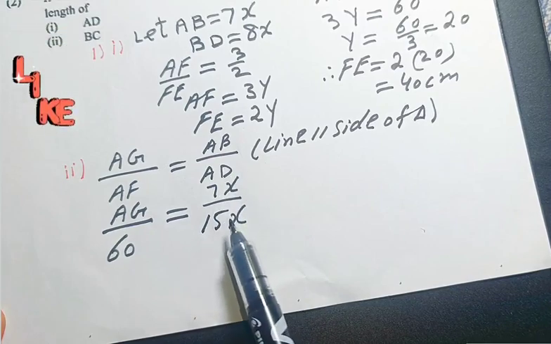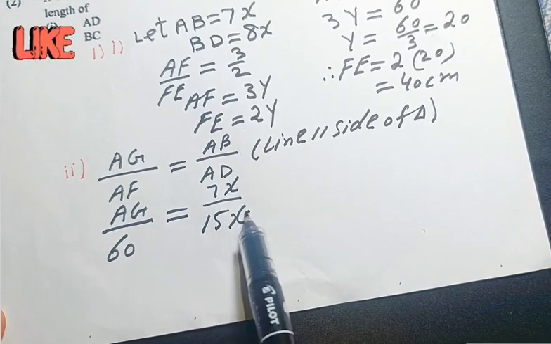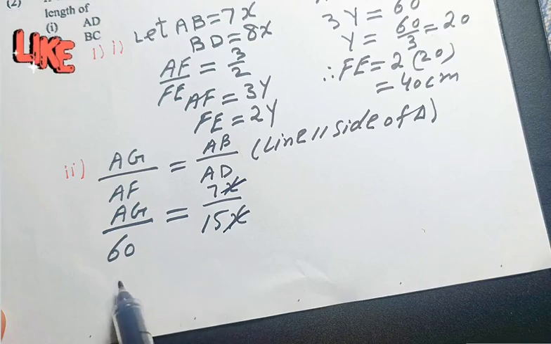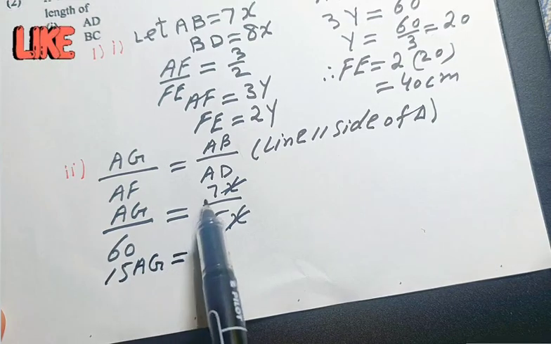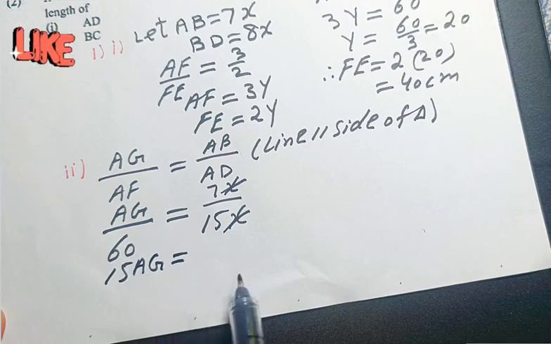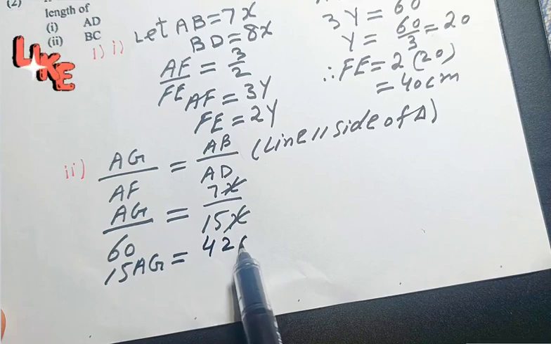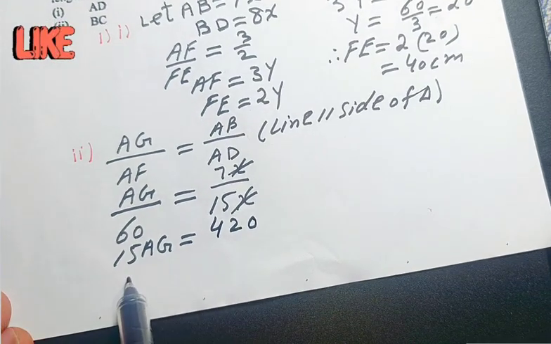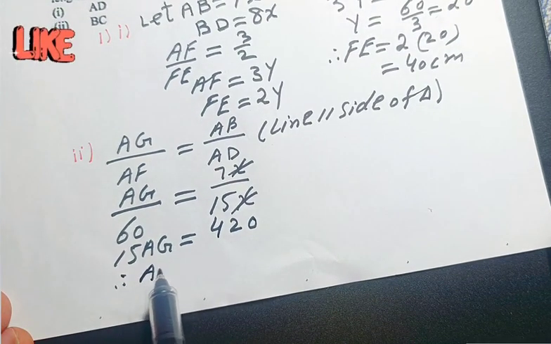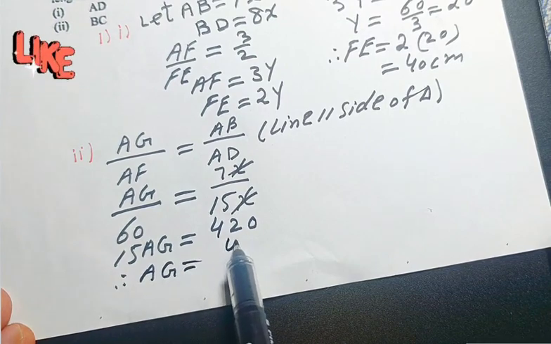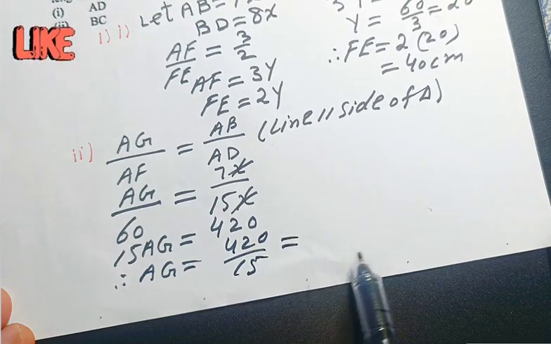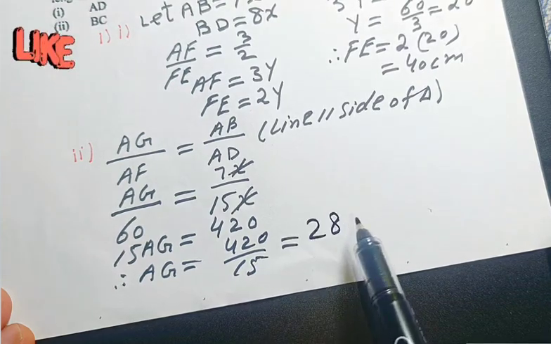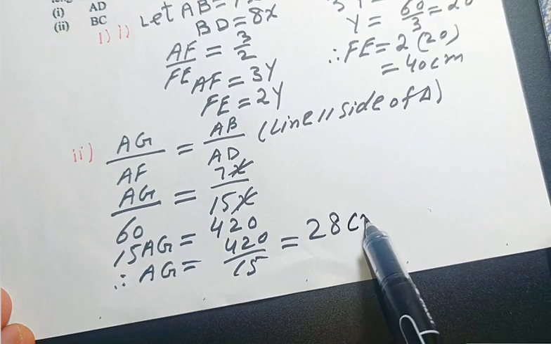AB is 7x, AD is 15x. Now x and x cancel. Now cross multiply. 15AG is equal to 7 times 60, which is 420. Therefore AG is 420 divided by 15. The answer will be 28 centimeter.